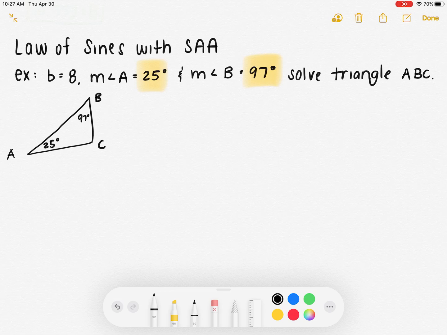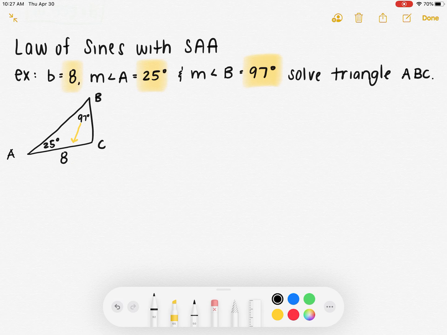And then I need to put in side B, and I know that side B is across from angle B, so that means 8 goes here. So now that I've put all this information in, I need to solve for the rest of the triangle.